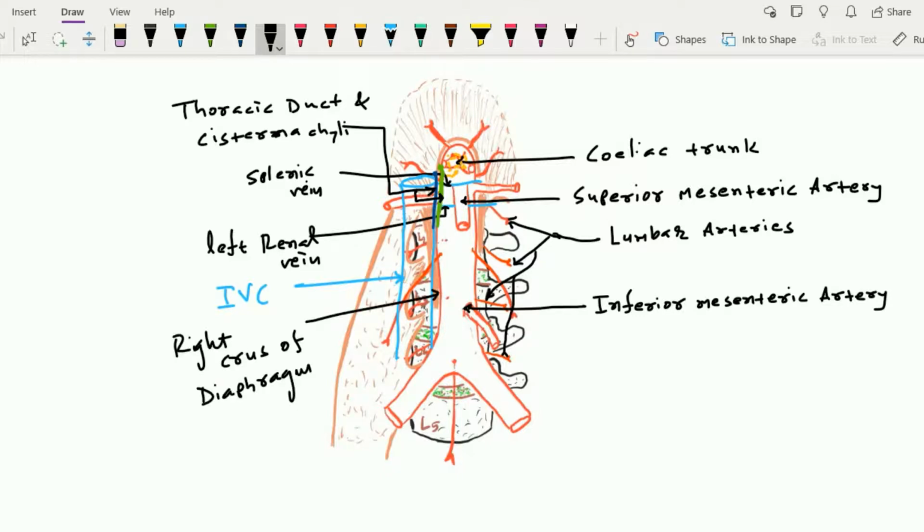When we see the left relation of the abdominal aorta, we can appreciate that on the left side we find the left crus of the diaphragm, and along with that we also find the left sympathetic trunk, as well as the duodenojejunal junction on the left side of the abdominal aorta. In the lower part of the abdominal aorta we find the inferior mesenteric artery also lying left to the abdominal aorta. So all these are the important relations of the abdominal aorta. Now let's see the branches of the abdominal aorta.